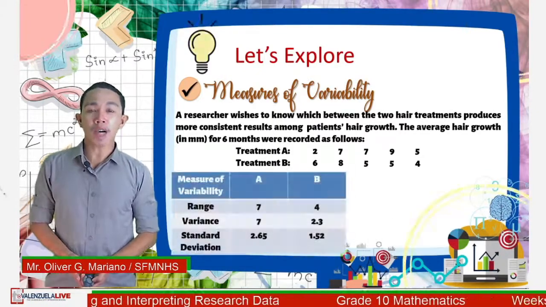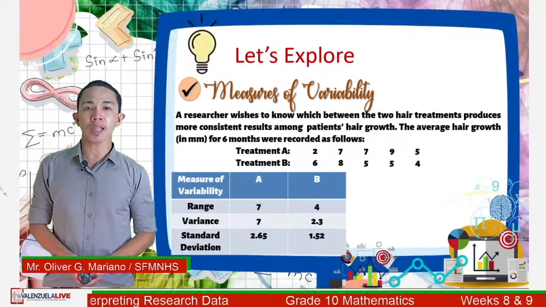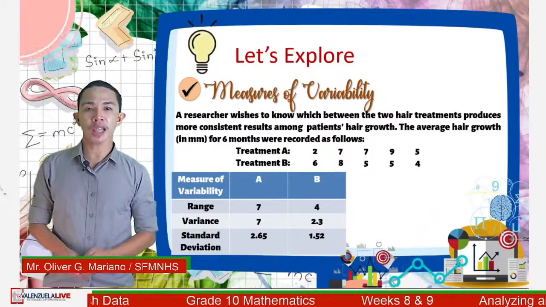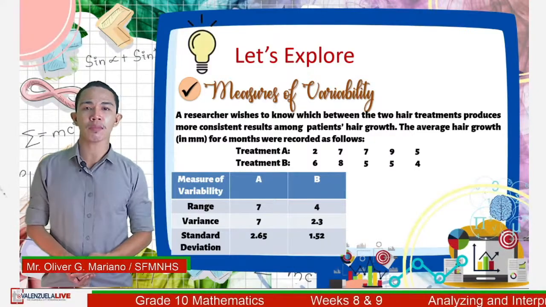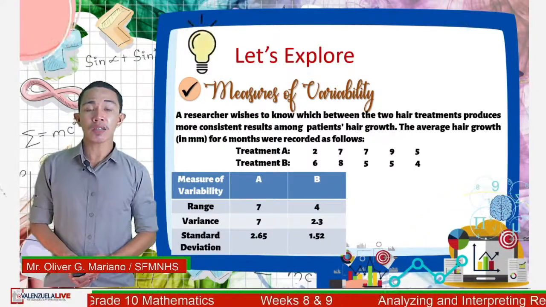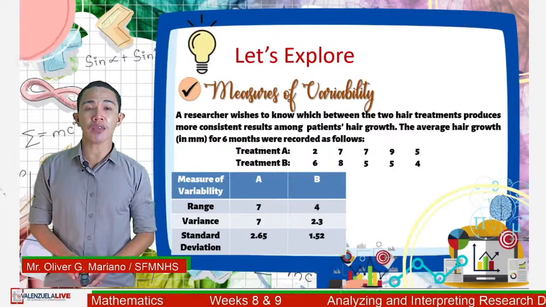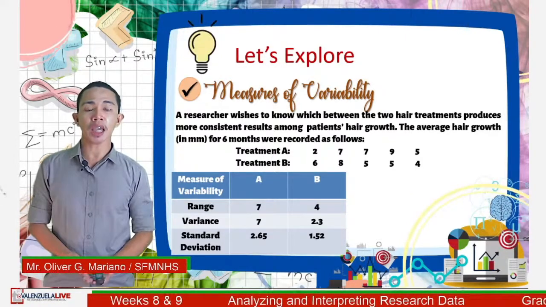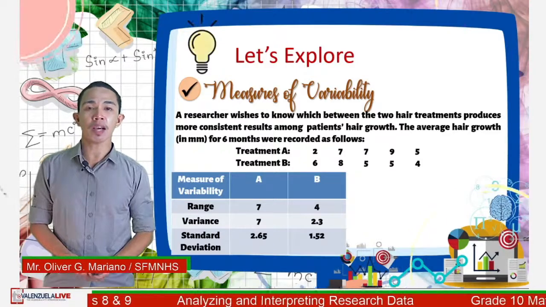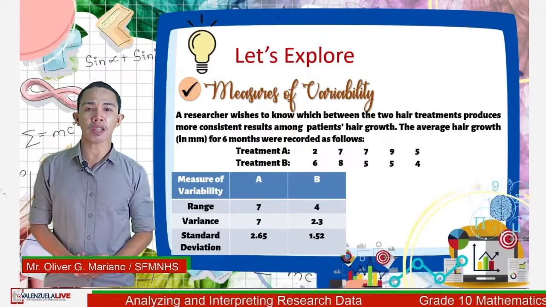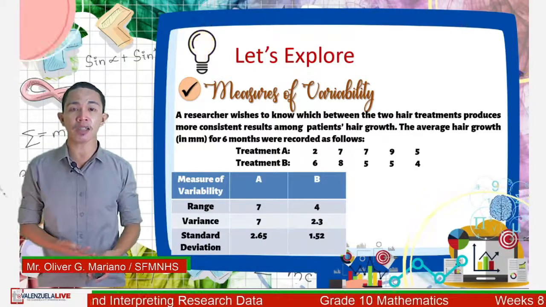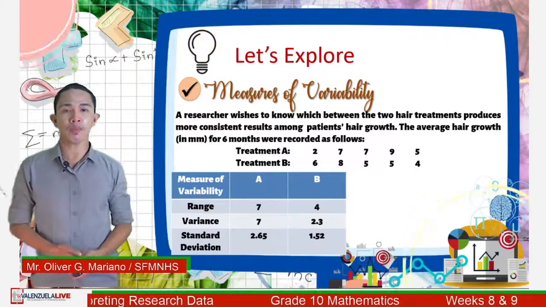To sum up all the measures of variability that we have just computed for each data set, we have this table. The range for treatment A is 7, while that for treatment B is 4. The variance for treatment A is also 7, while 2.3 for that of treatment B. And the standard deviation for treatment A is 2.65, while that of treatment B is 1.50.